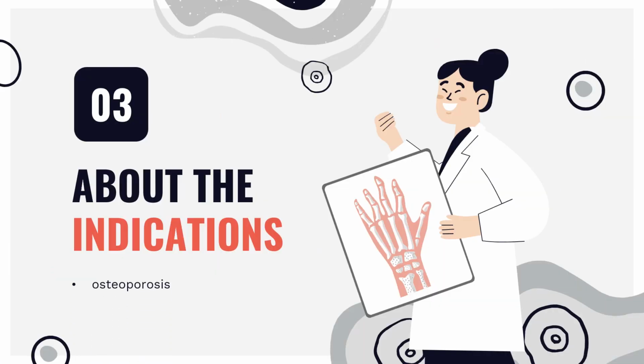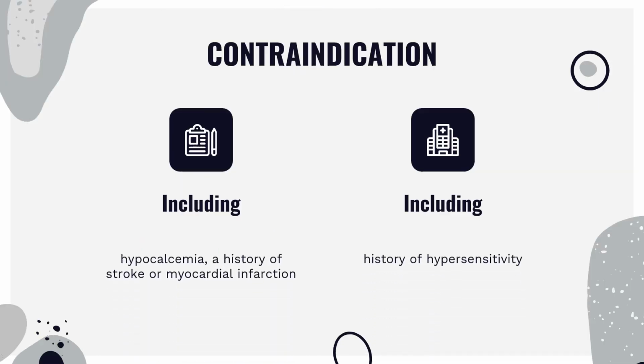What is romosozumab used for? Romosozumab is indicated for the treatment of osteoporosis in postmenopausal women at high risk of fractures and also in patients with osteoporosis who are intolerant to other treatments or who have failed in other treatments.